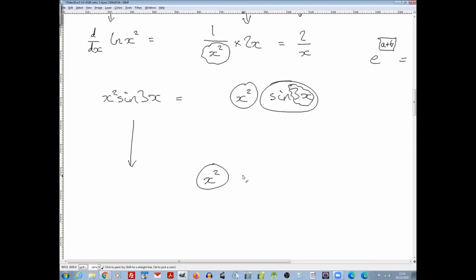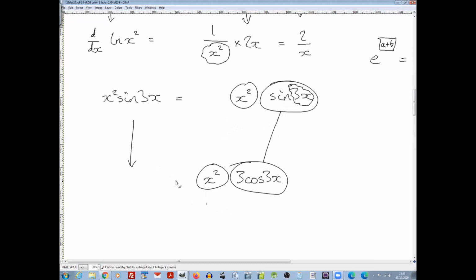Cos 3x times 3. So what we'll do is, we won't dwell on that rather simple use of the chain rule. If we're differentiating sine 3x, we just say to ourselves, of course, 3 cos 3x, because of the chain rule. As we get used to it, it gets easier.